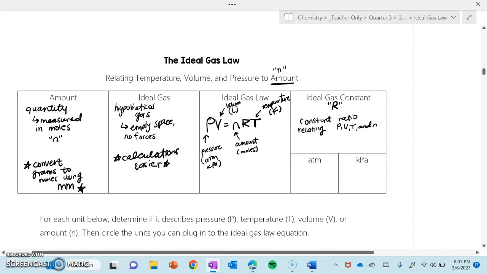So if we are using atmospheres as the pressure, then the R value you will be adding into the equation is 0.0821, and the unit for this is liter atmosphere per mole Kelvin. This should make sense if you were to arrange the equation for R. I'm just going to do that really quick here. R equals PV over NT.